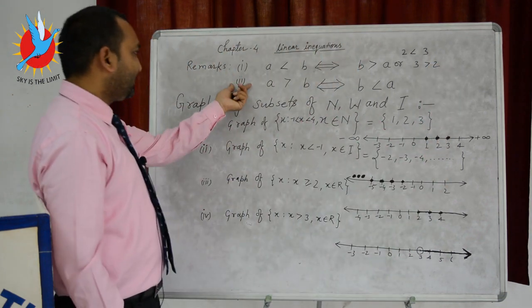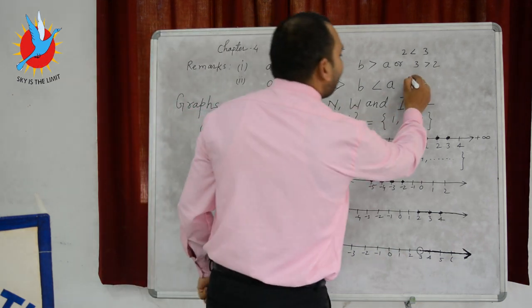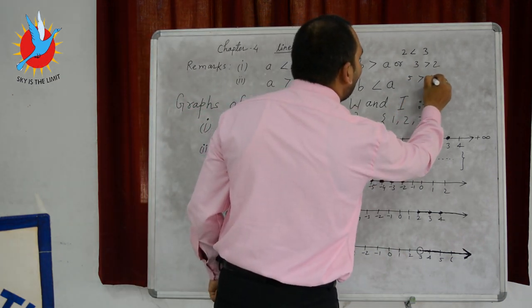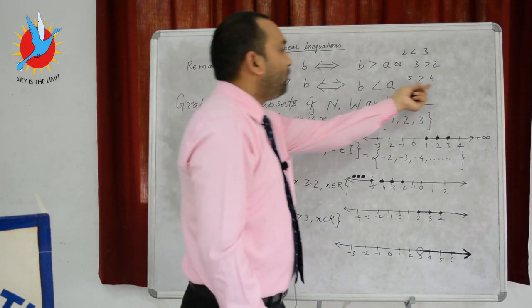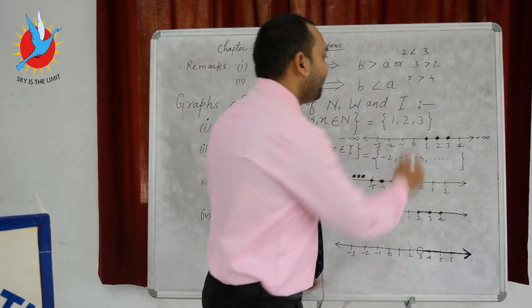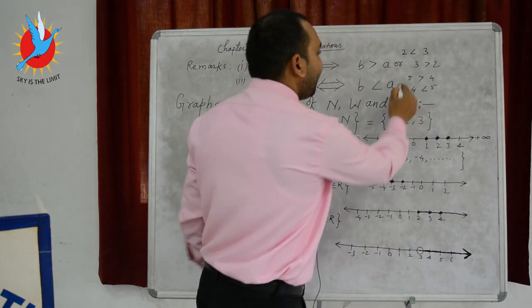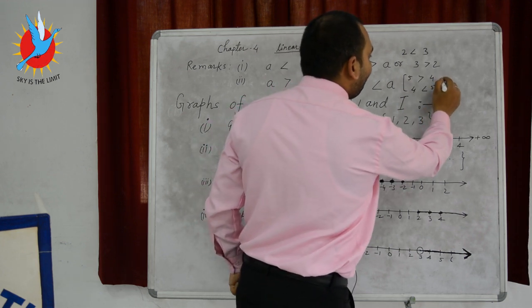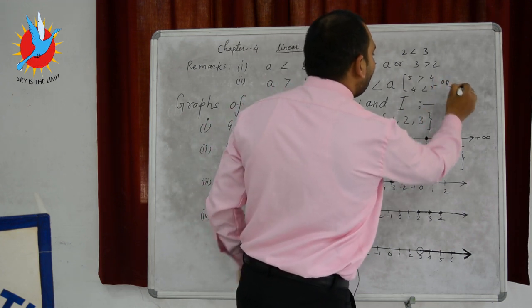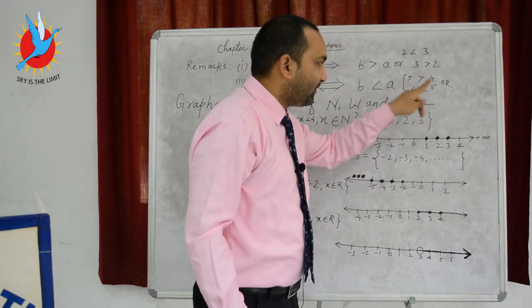And here, second remark: A is greater than B. It means 5 is greater than 4, then we can say that 4 is less than 5. So we can write it like this also: 5 is greater than 4, then we can write 4 is less than 5. Both are the same.